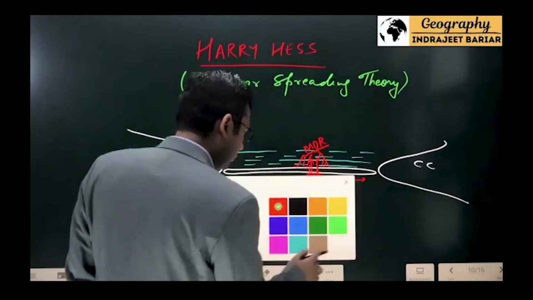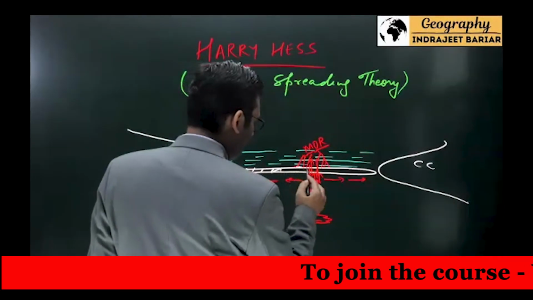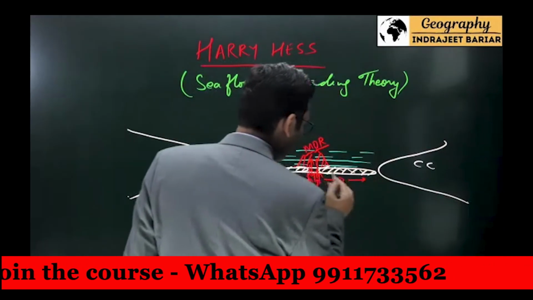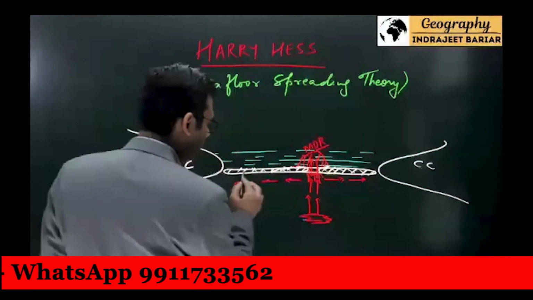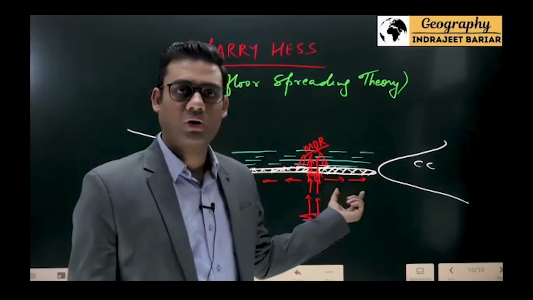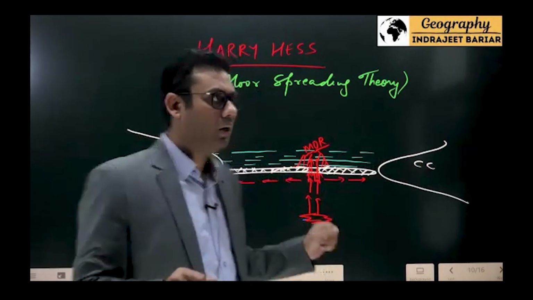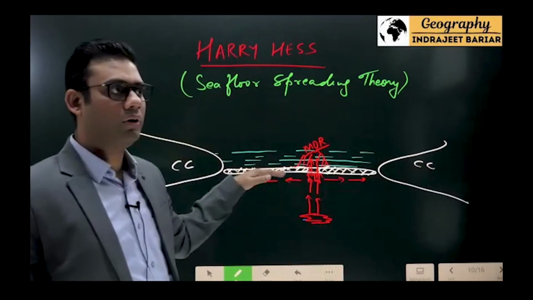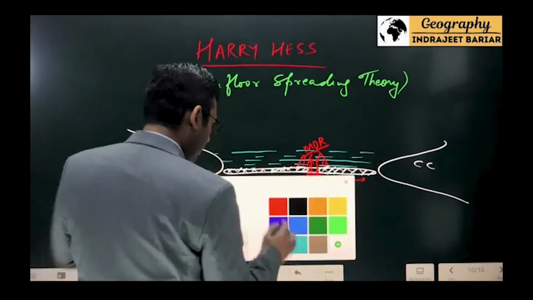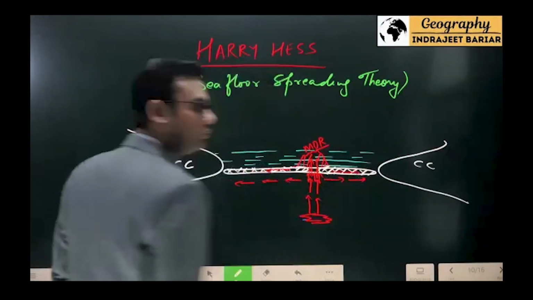Apart from that, the oceanic crust has now been broken into two parts. One part here and another part here. And just underneath these broken parts of oceanic crust, I have these convection currents moving. It's like a river flowing and on the top of that something is kept. So it will push the oceanic crust also in this direction.